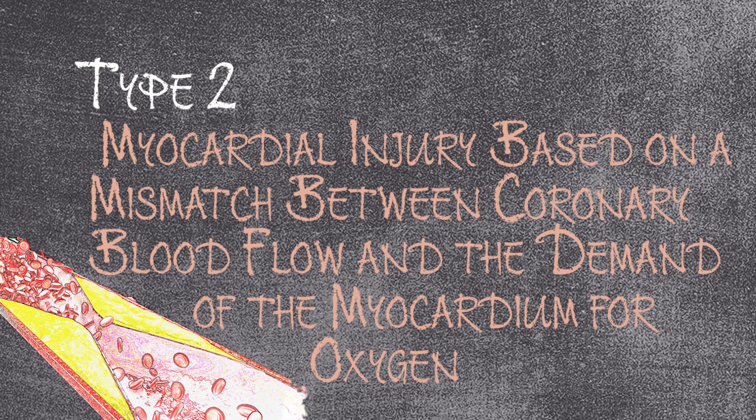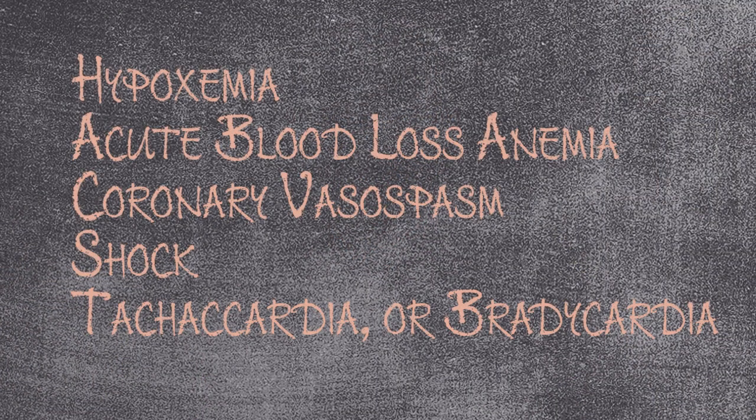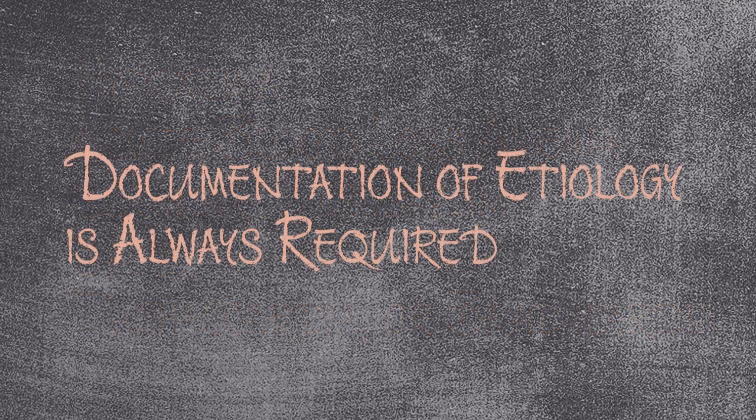Type 2 MI is a myocardial injury based on a mismatch between coronary blood flow and the demand of the myocardium for oxygen. It is based on physiology other than coronary artery occlusion. You are all familiar with the potential etiologies for a type 2 MI, such as hypoxemia, acute blood loss anemia, coronary vasospasm, shock, and tachycardia or bradycardia. Documentation of etiology is always required.